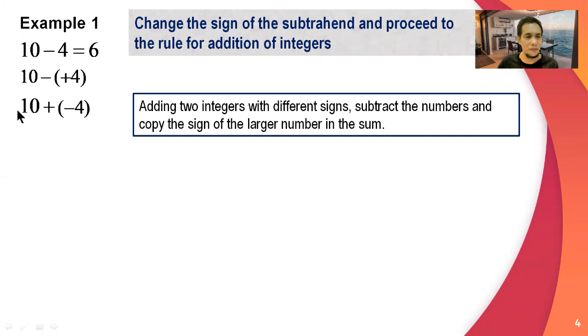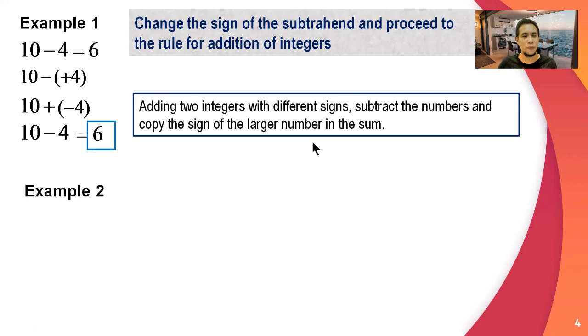Since 10 is positive, 4 is negative, according to the rule, we are going to subtract 10 minus 4, that's 6, and copy the sign of the larger number. Now, which is larger, 10 or 4? Of course, 10. What's the sign of 10? It's positive. So therefore, your final answer would be positive 6. All right?